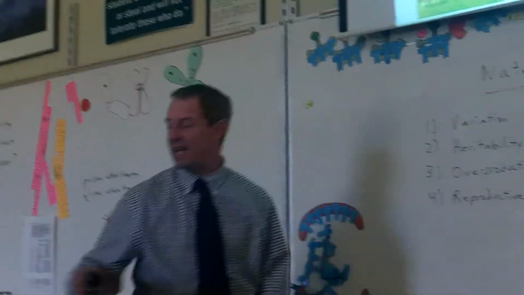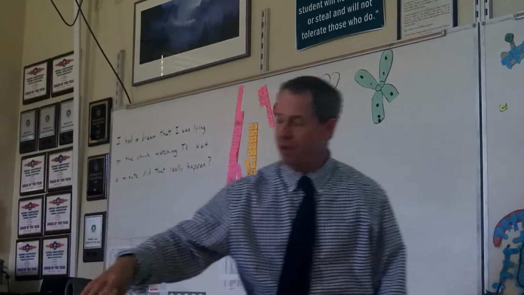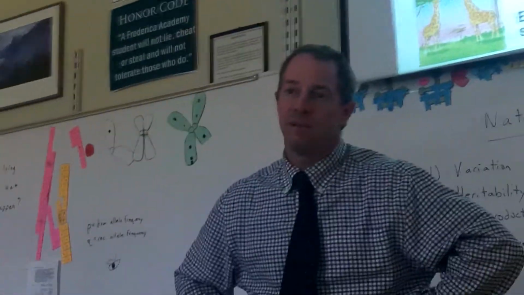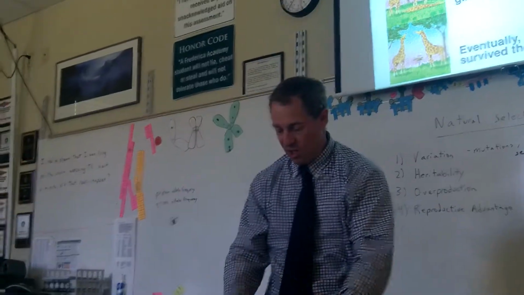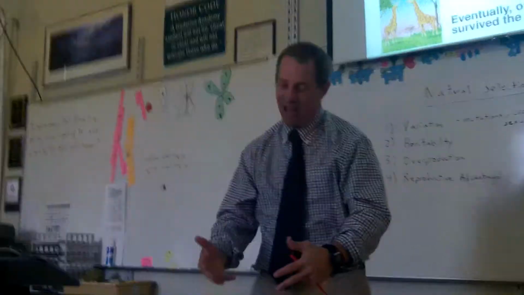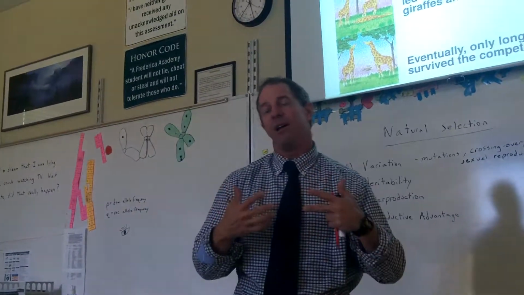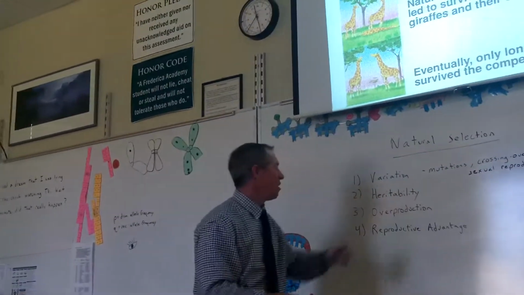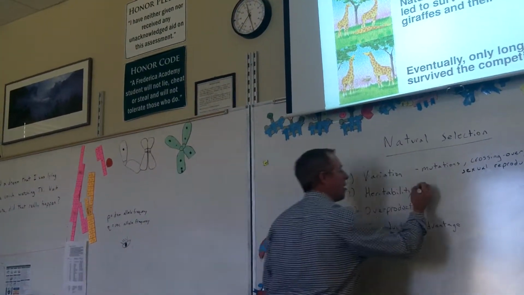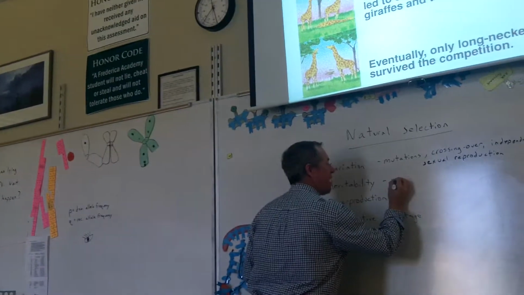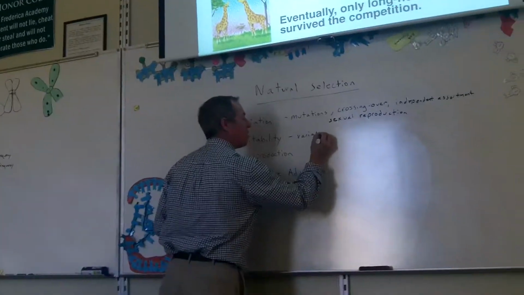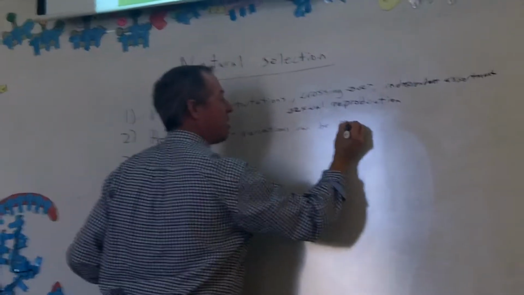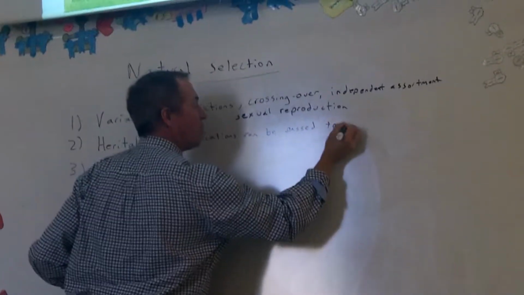Now, heritability is the fact that offspring tend to look like their parents. You pass on genes to your offspring, and they'll tend to look more like you than other organisms. That's heritability. So, variations can be passed to offspring.